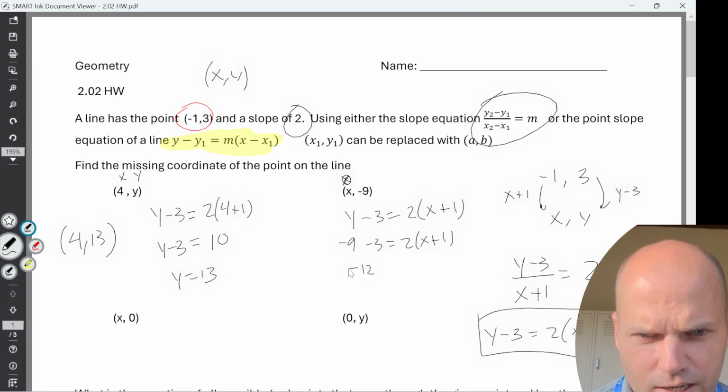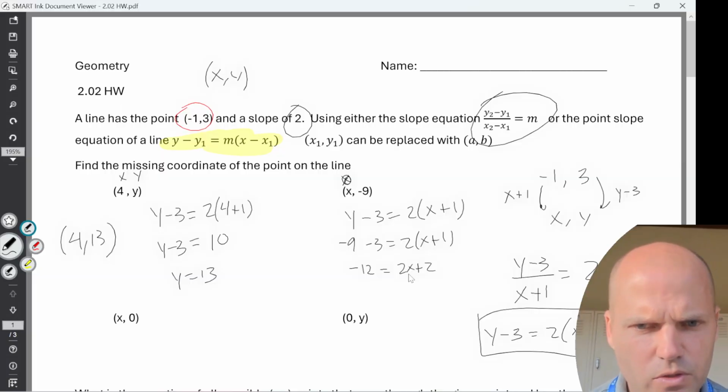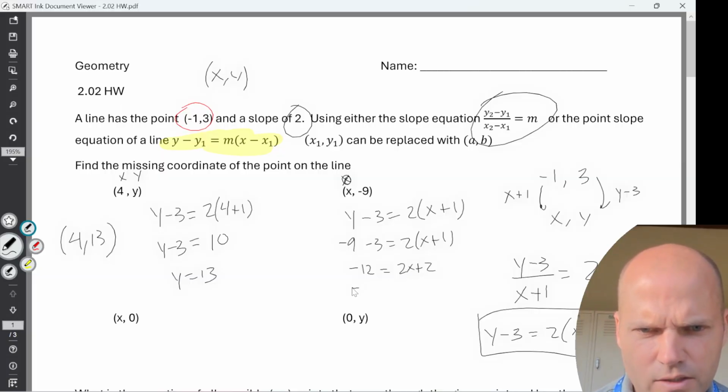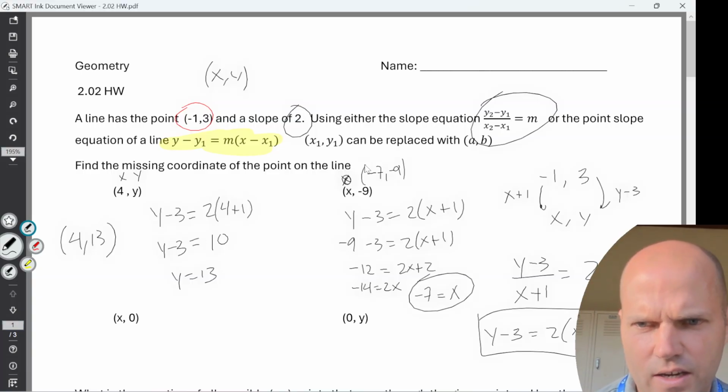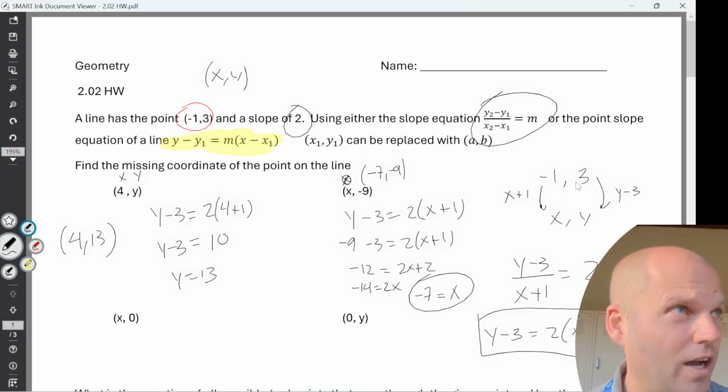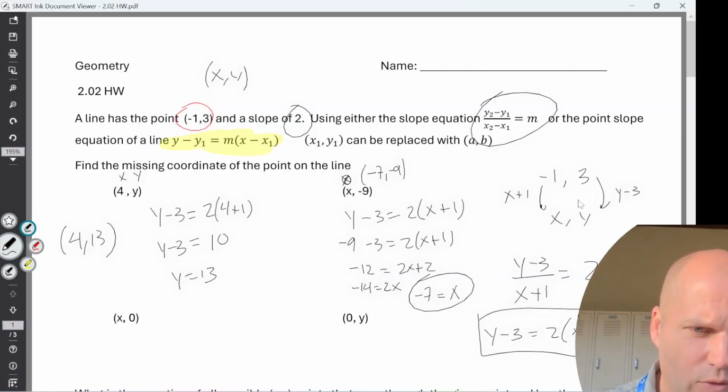Solve an equation. I get -12 equals, I'm going to distribute the 2. I could divide both sides by 2 right now if I wanted to, but if you distribute correctly, subtract 2, divide by 2, and you get x is -7. So the point (-7, -9), if replacing this x, y, will connect with the point (-1, 3) and have a slope of 2.